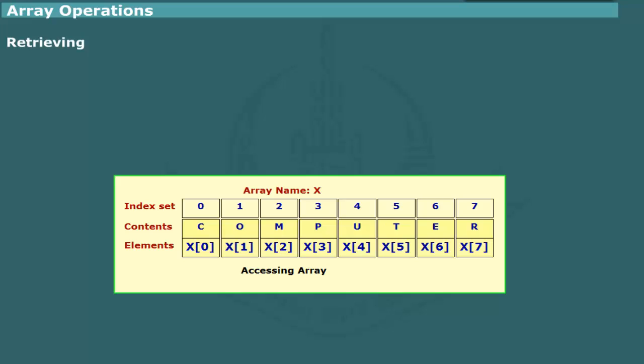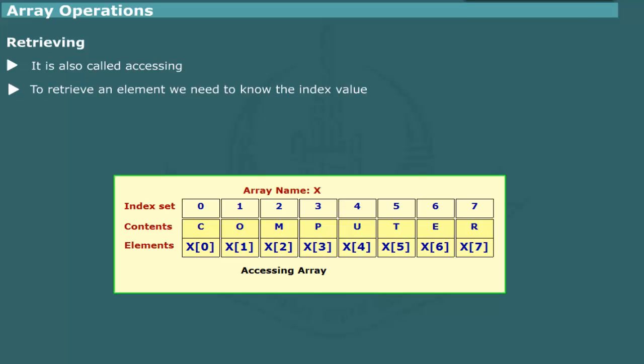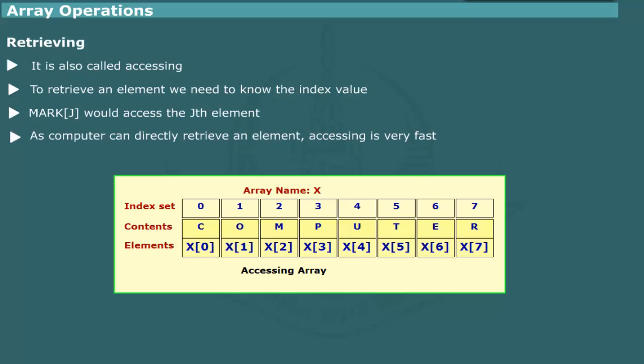Retrieving. Retrieving an element is the most common operation. It is also called accessing. To retrieve an element, we need to know the index value. For example, mark[j] would access the jth element of array mark. As noted before, the computer can directly retrieve an element without examining other elements in the array. Thus, accessing operation is very fast. Further, since the access is independent of the number of elements in the array, access operation has a time efficiency O(1).